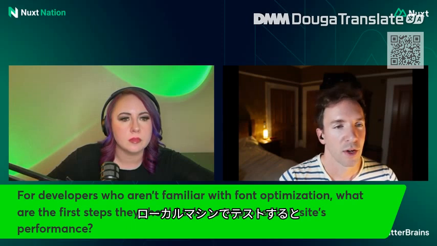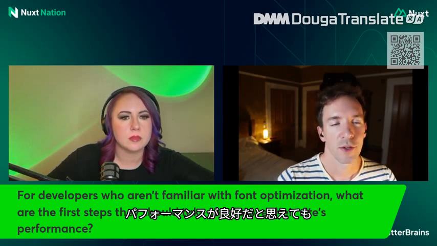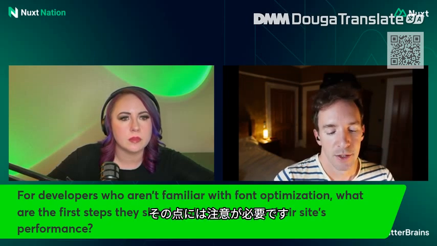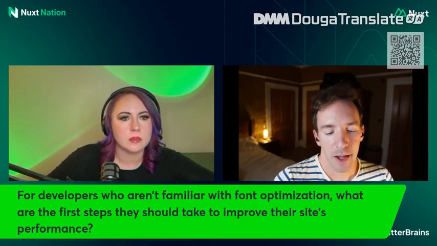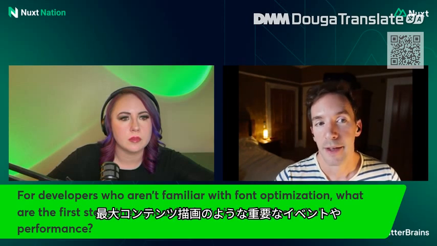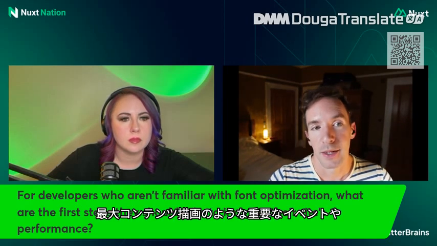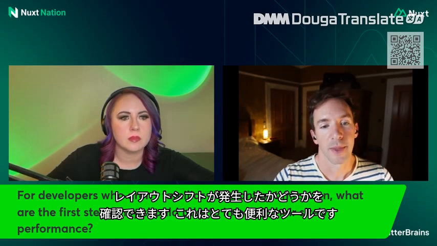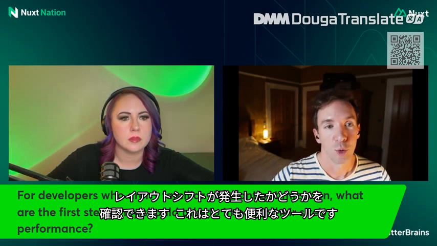And you might think you've got a very performant website when you're testing against your local machine, but you won't see the same result in production. So do be careful about that. But there's a very helpful panel that will show you key events like Largest Contentful Paint and whether any layout shifts were triggered by additional resources that are loading. That's a very, very helpful tool to use.